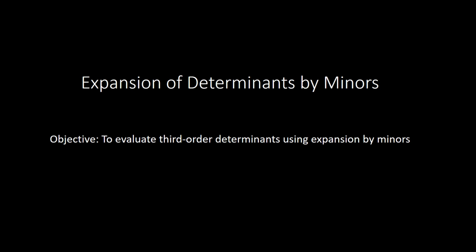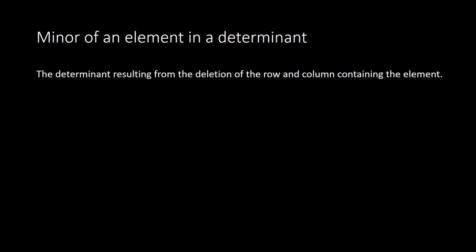Previously, we learned about determinants, and in this lesson, we will learn to evaluate third-order determinants using expansion by minors. Now the question is, what is a minor in the context of determinants? Well, the minor is a determinant resulting from the deletion of the row and column containing that element. So for example, if I were to say, find the minor of the element 2, given this matrix. And when we say 2, we're going to refer to this one right here, this first 2.